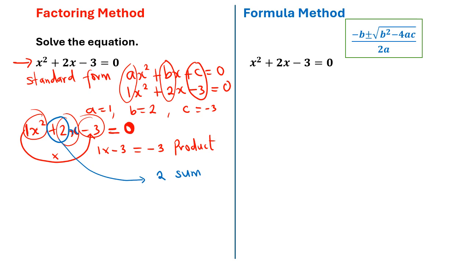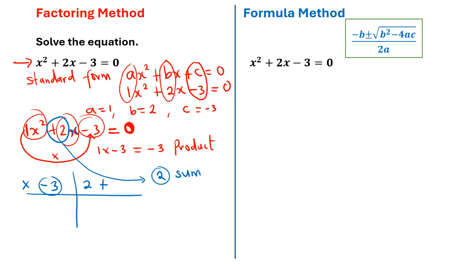Now this is what you're going to do. You are going to decompose this negative 3 versus this positive 2, such that when you multiply the two numbers, it will give negative 3. But when you add them up, it will give positive 2, because sum is addition, and then product is what? Multiplication. All right. So product is multiplication and sum is addition, right?